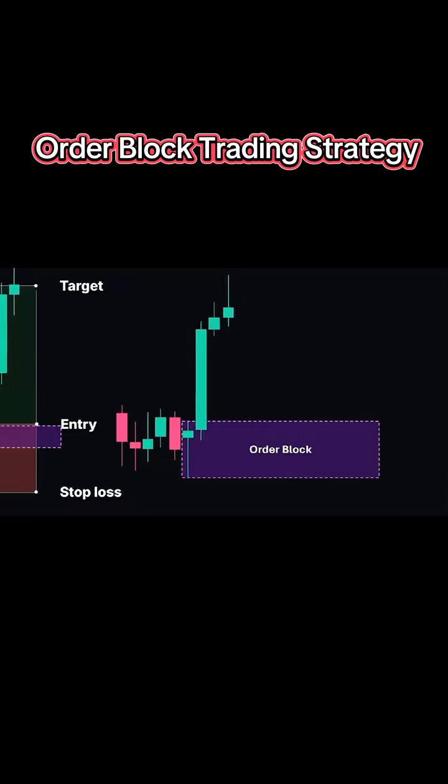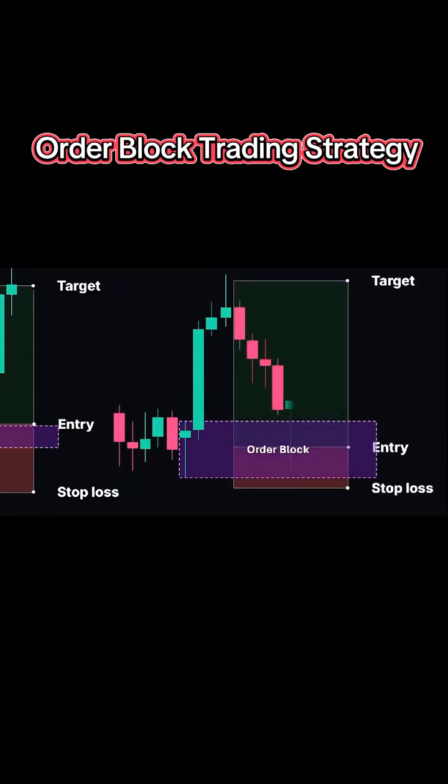If the order block is large, you can either enter around the middle of the zone to get a better risk-to-reward ratio or switch to a lower time frame and wait for a confirmation before entering.